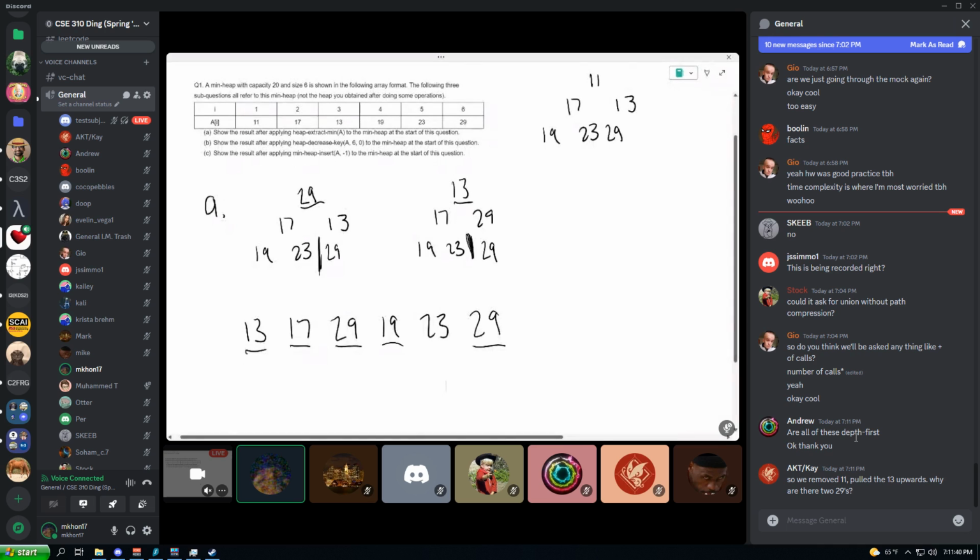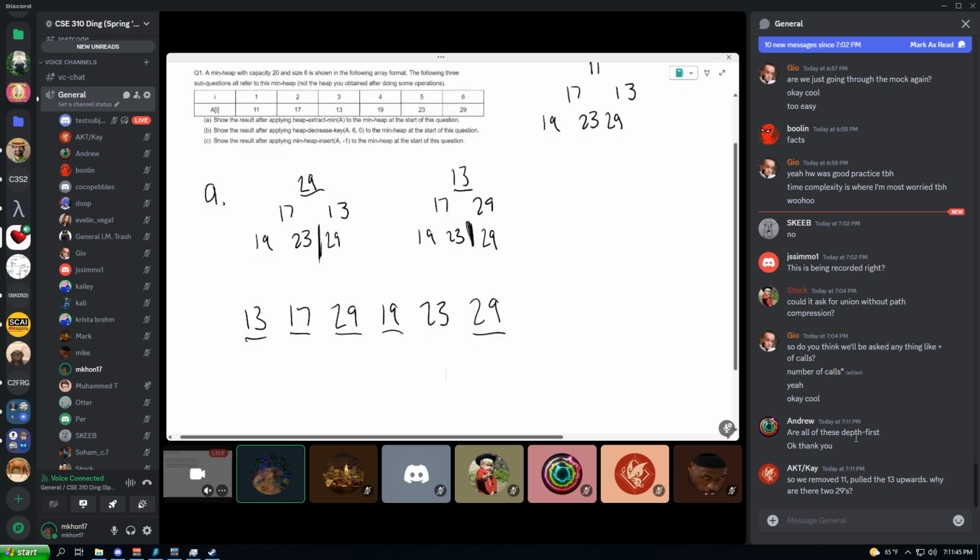We removed 11, pulled the 13 upwards. So, no, what I did was, there was originally an 11 here, right? Because 29 is the last element, I'm going to save the 11 and store it outside this function, and then forget about it. I took the last element, 29, and replaced the top with it. Then I subtracted the heap size by 1, which takes 29 out of the heap.